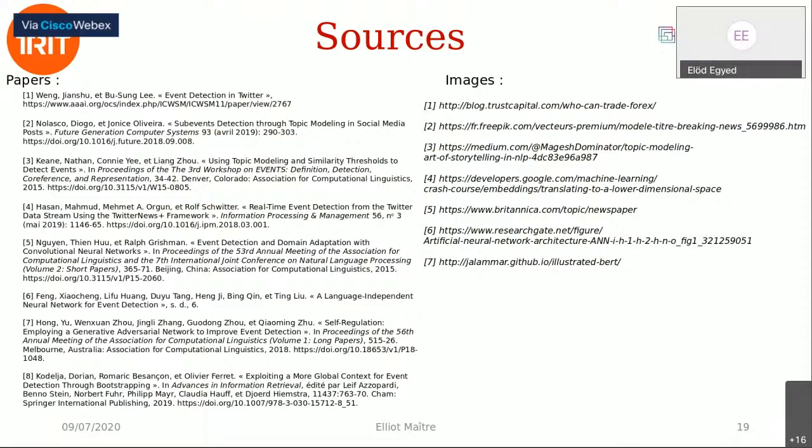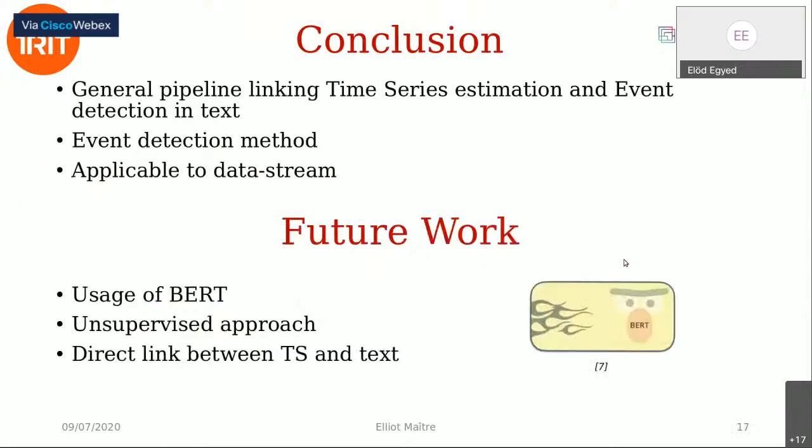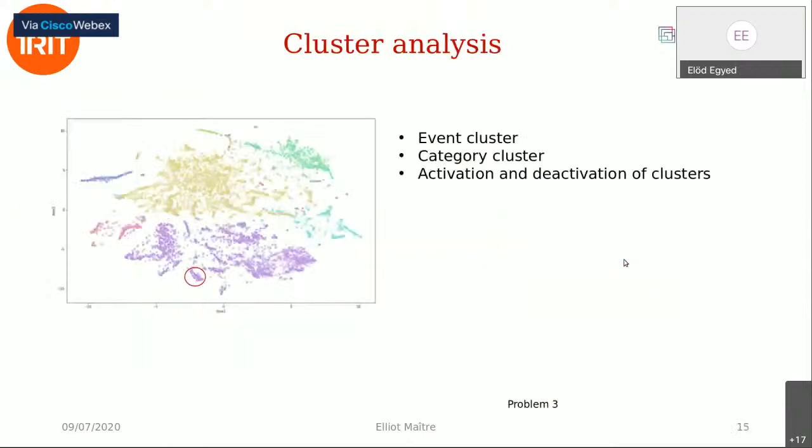I didn't really get how you introduce the time in your event detection. I understood that you use doc embedding and topic modeling and clustering. And where does the time come in this modeling?